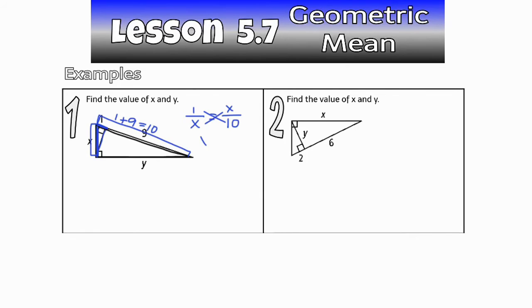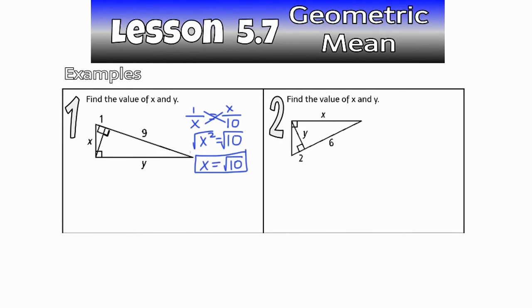And so we're left with X squared is equal to 10. And if you remember from the Pythagorean theorem, we're going to take the square root of each side to solve for X. And so X is just going to be equal to the square root of 10. So we're just going to leave it like that here.